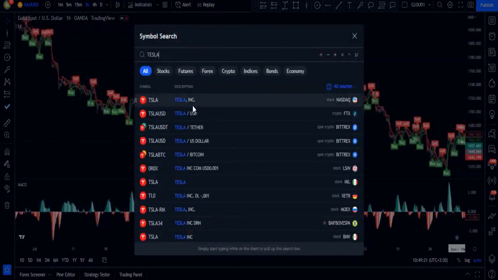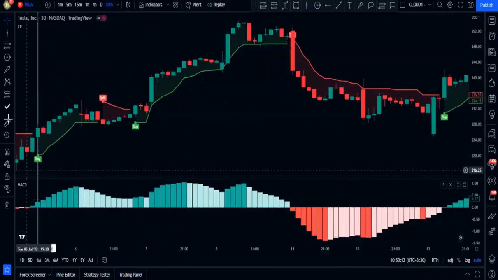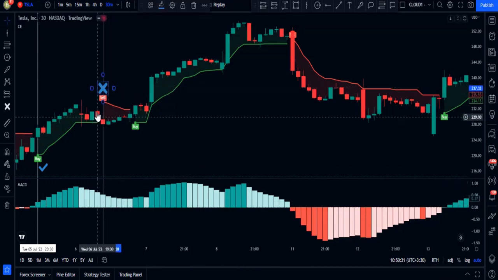Now let's check it out on the stock market. This is Tesla 30-minute time frame. This buy signal is valid because it's confirmed with the MACD indicator, but the next sell signal is invalid because the MACD is above the zero line.